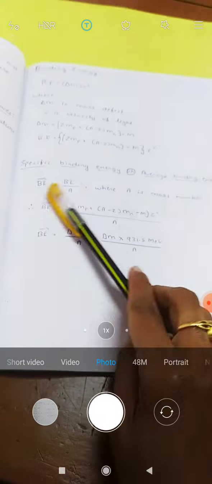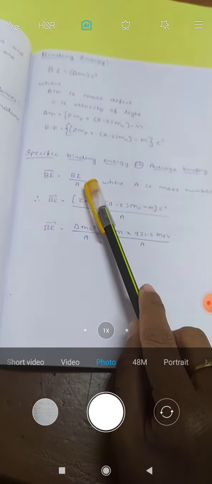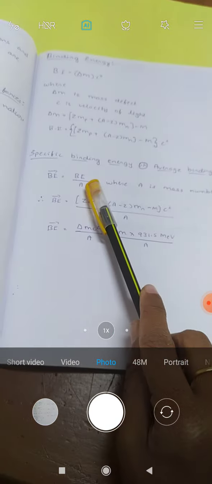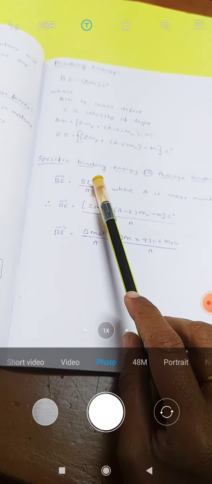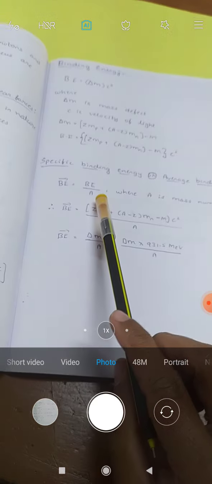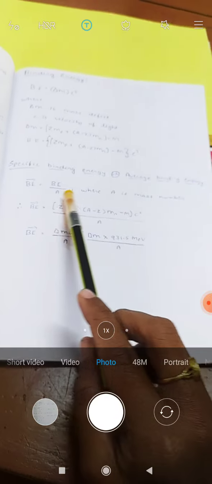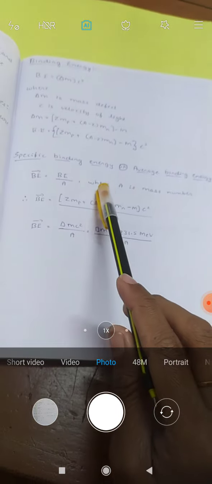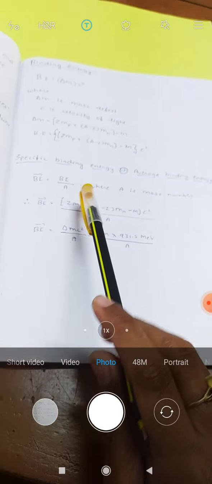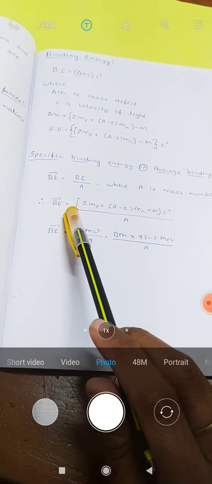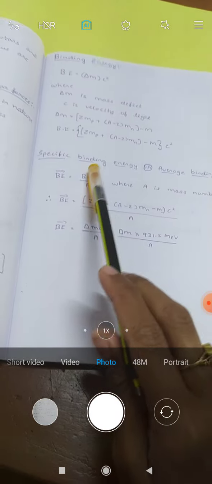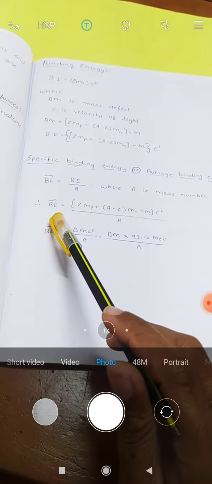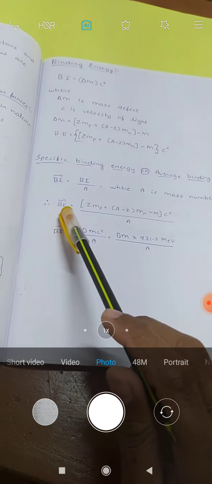Here Be dash is equal to binding energy divided by mass number A. So Be dash is equal to Be divided by A, where Be is the binding energy and A is the total number of protons and total number of neutrons. That means the number of nucleons present inside the nucleus of the atom. In this expression we already know the binding energy expression, so next substitute the value of binding energy. At that time the average binding energy can be taken as Be dash.